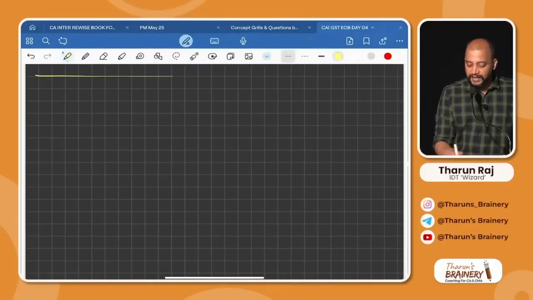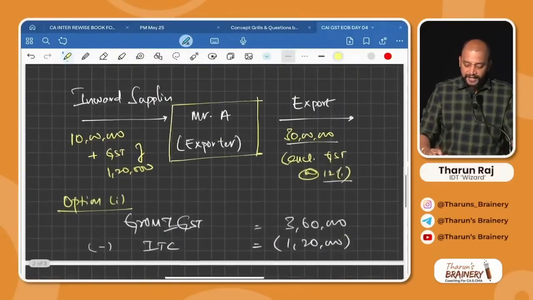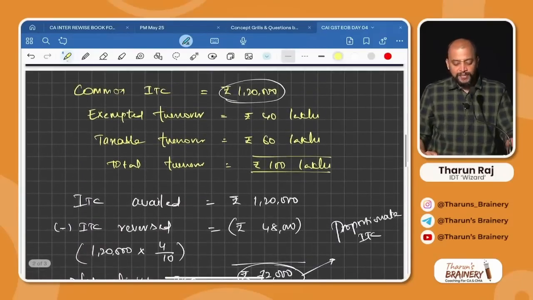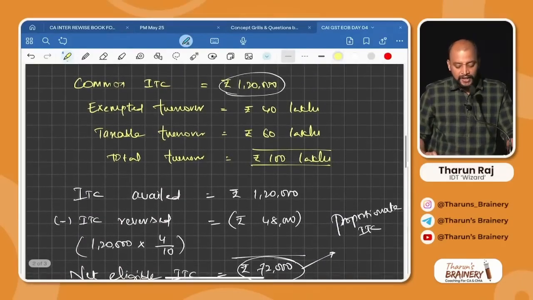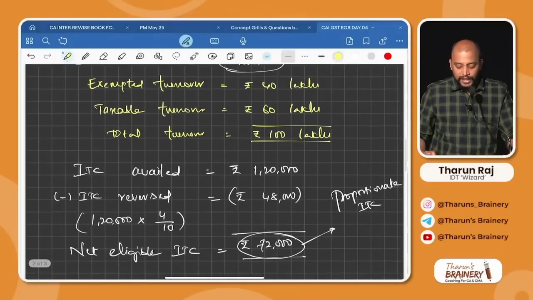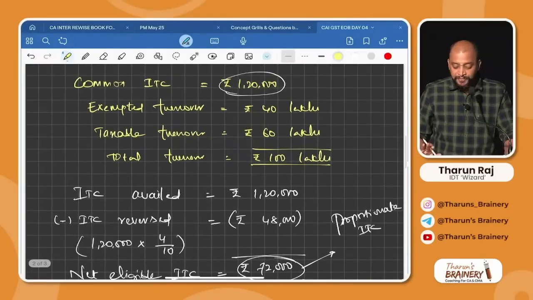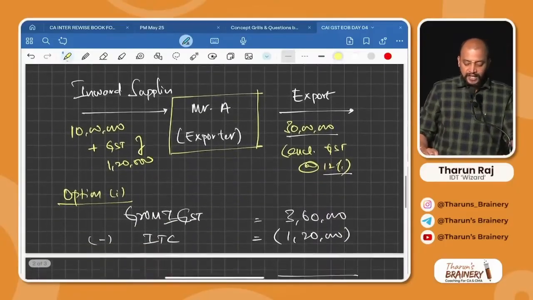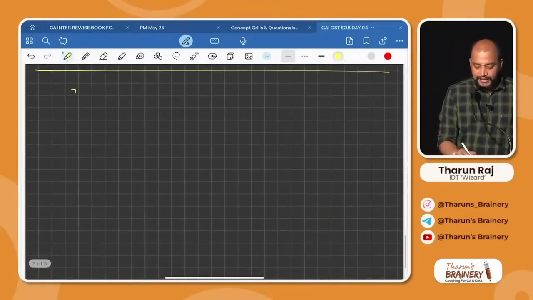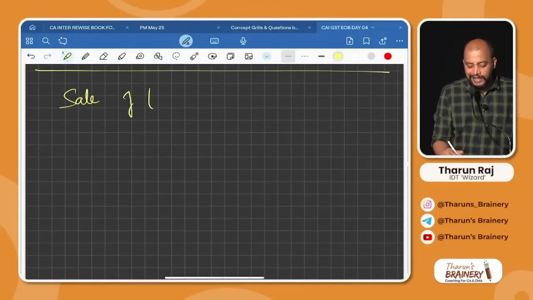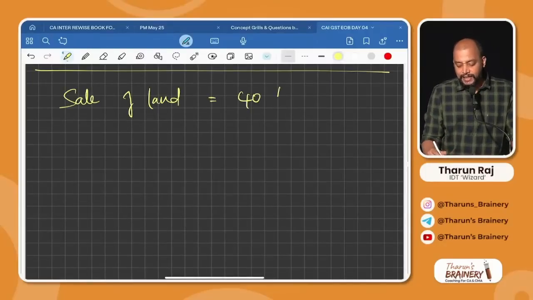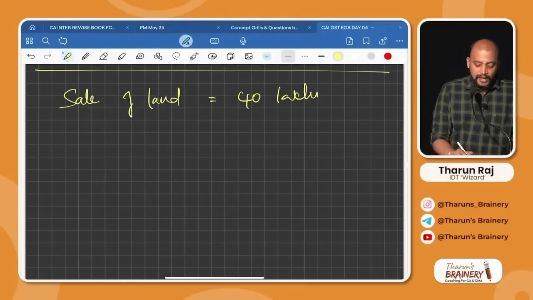Say this. Like, already we did one situation here. In this question, what is my common ITC? 1,20,000. What is my exempted turnover? 40. Taxable turnover 60. Total turnover 100 lakhs. Correct? Now, in this, suppose there is a sale of land, and that sale of land is say 40 lakhs. Sale of land is 40 lakhs.